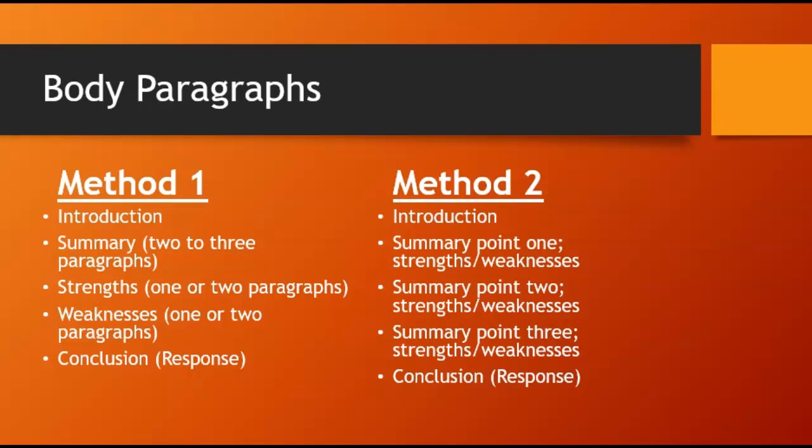In the second method, you summarize one of the main points and analyze the strengths and weaknesses, all within one paragraph. Then you move on to the next main point and do the same. You add the concluding reflection paragraph.